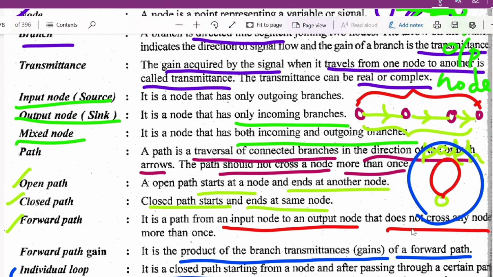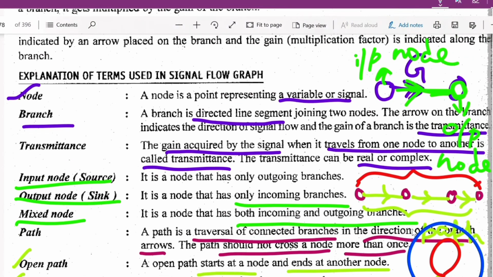So students, in this video, we have seen what is the use of signal flow graph and what are all the important terms used in signal flow graph.